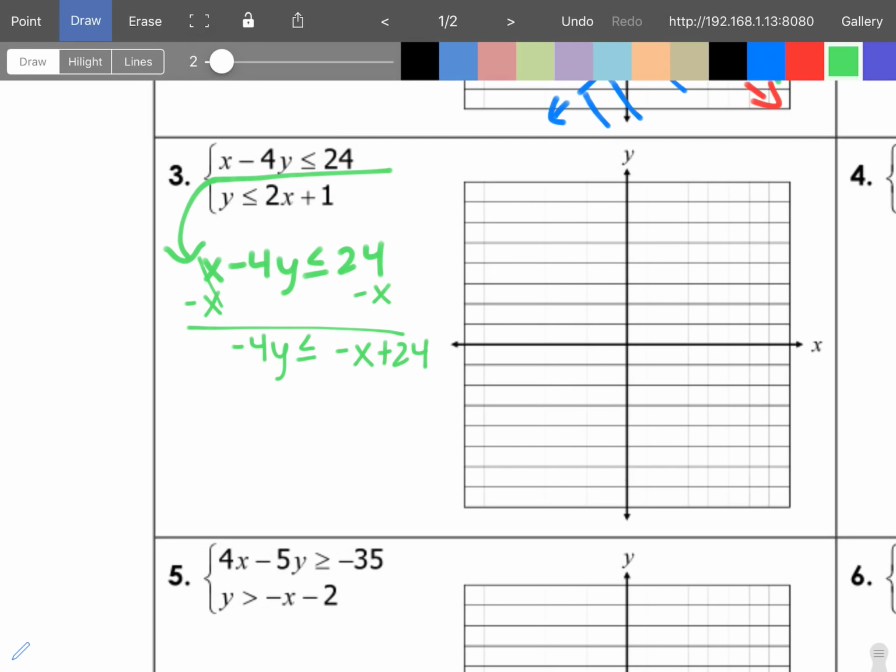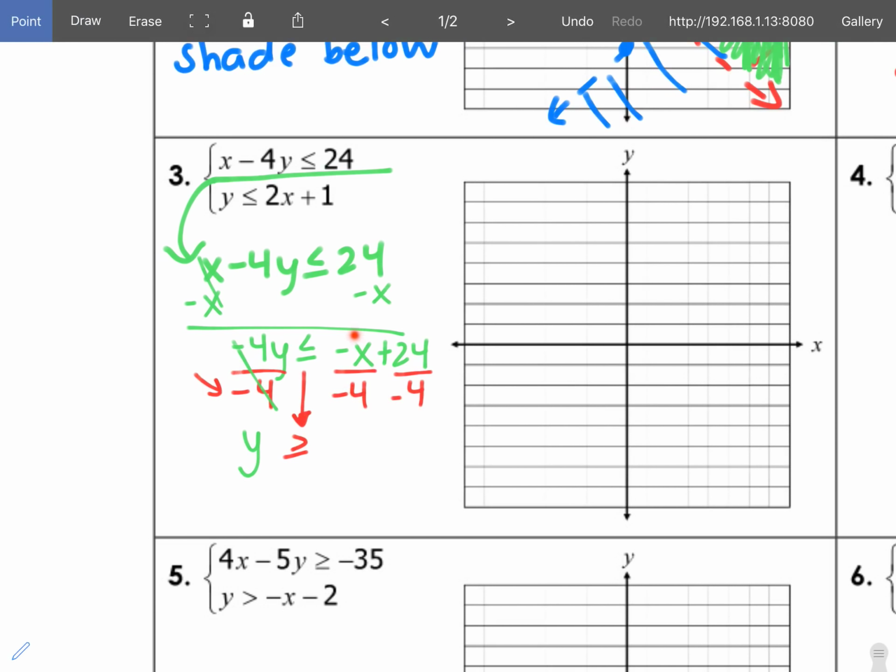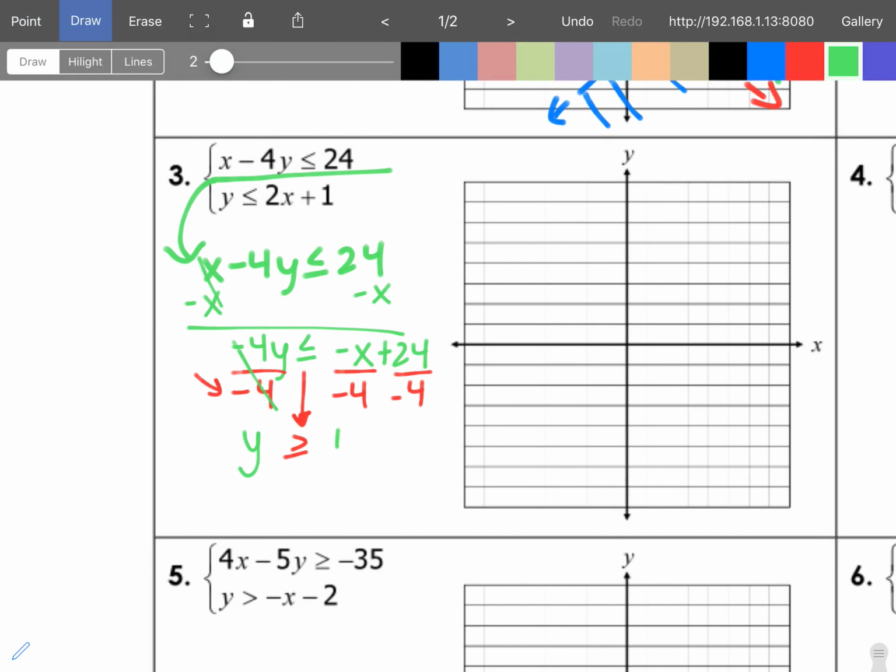Now, remember, when we divide by a negative, we have to flip this sign. So because we divided by a negative, this cancels. We have y, and this sign flips, is greater than or equal to. Negative x over negative 4 is a positive 1 over 4 x. 24 divided by negative 4 is negative 6. So that's one of your equations.